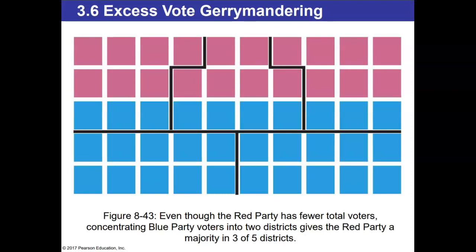There is also excess vote gerrymandering. This is where opposition supporters are concentrated into a few districts. Although only 20 of 50 voters are Red Party supporters, if the Red Party controls the redistricting process, it could create an excess vote gerrymander. 3 districts have a slender majority of Red Party voters, and 2 have an overwhelming majority of Blue Party voters. In other words, even though the Red Party has fewer total voters, concentrating Blue Party voters into 2 districts gives the Red Party a majority in 3 of 5.